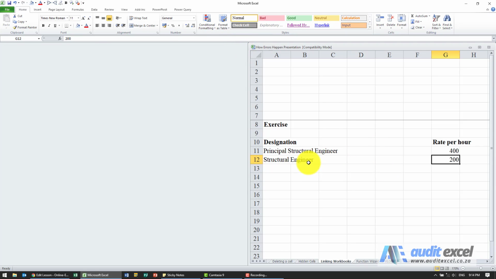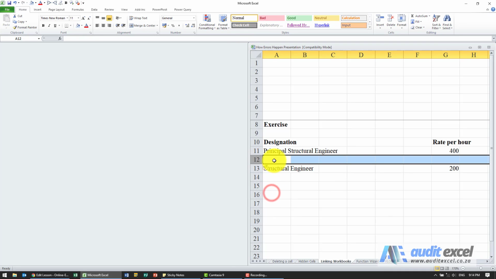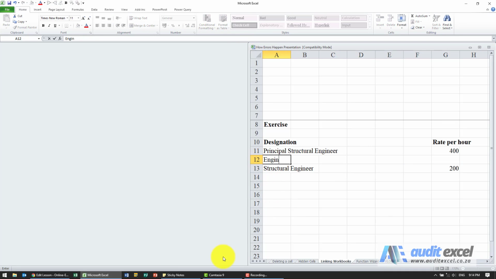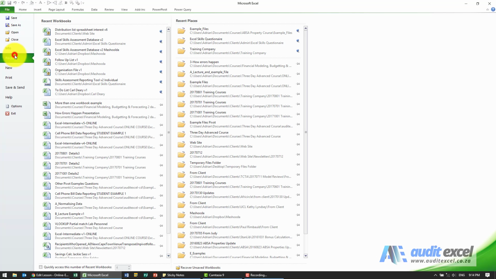If someone comes here and realizes they forgot an engineer, and they insert here and they put a new engineer in, and let's make this one 199. So it's close, but not the same. Let's open up that other file.